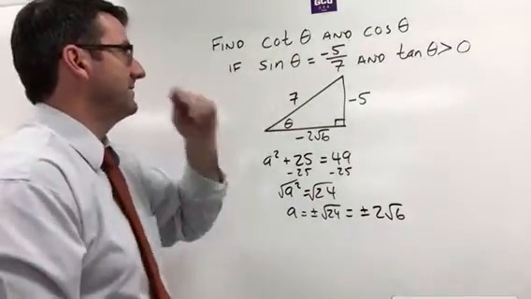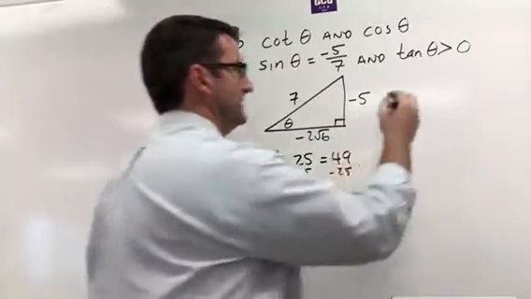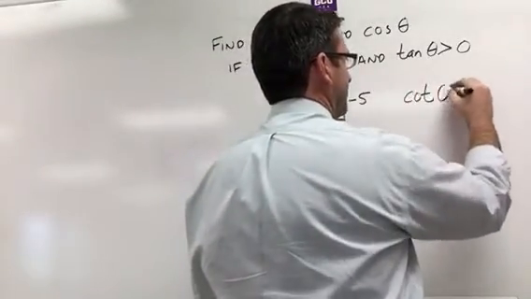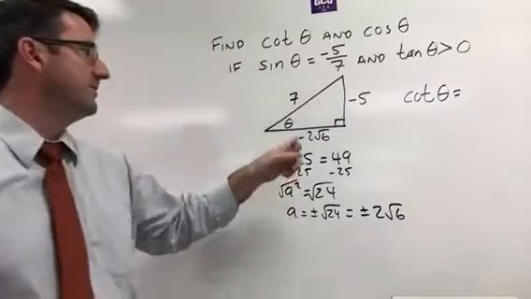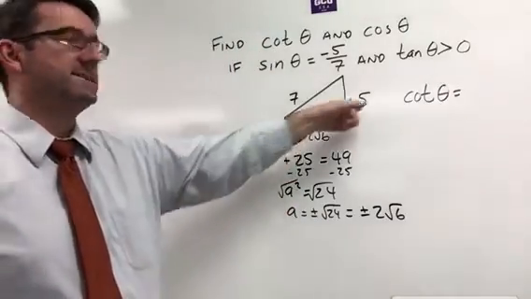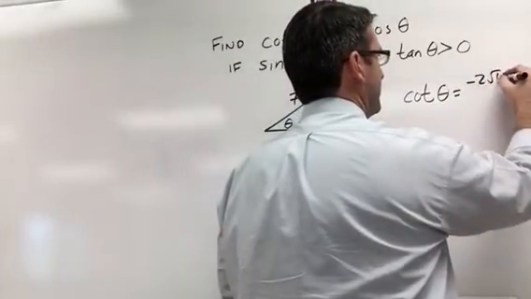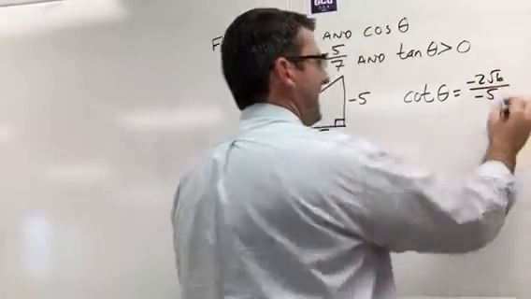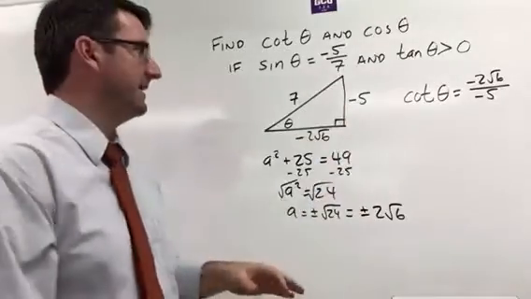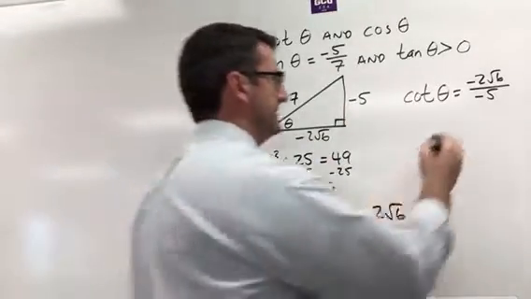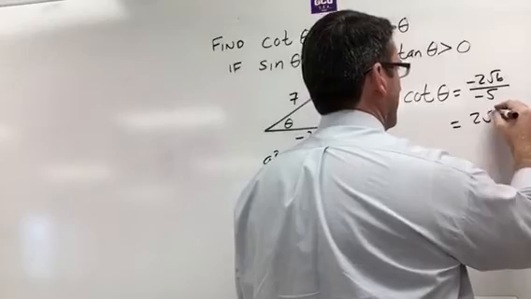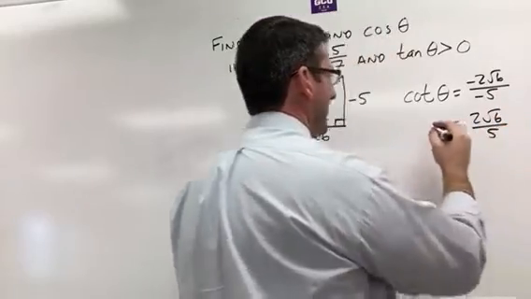And now we're asked to find cotangent and cosine. So now the cotangent is equal to the adjacent side over the opposite side. So this is -2 square root of 6 over -5. And of course those negatives, the negative divided by a negative is a positive. So this is 2 square root of 6 over 5.